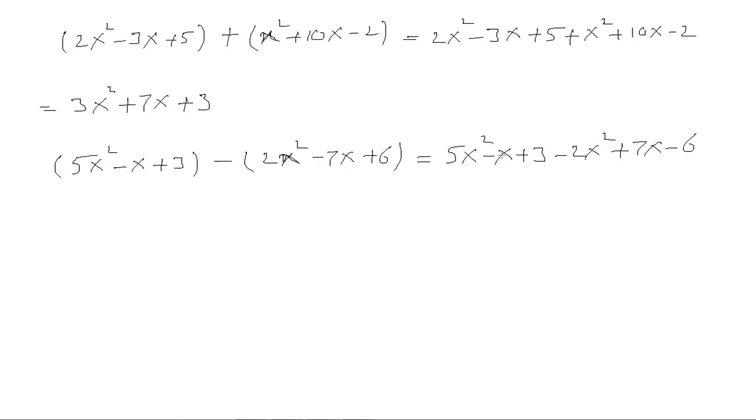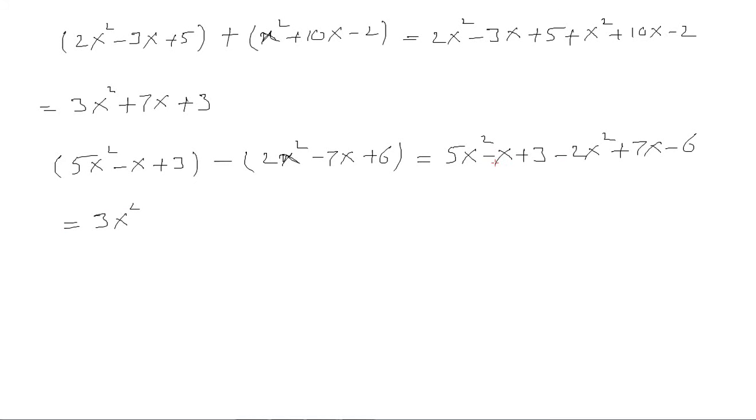The highest power is x squared. I have 5x squared here. I have negative 2x squared here. 5 and negative 2, if you add them up, it is 3x squared. Then the next highest power is x, power 1.